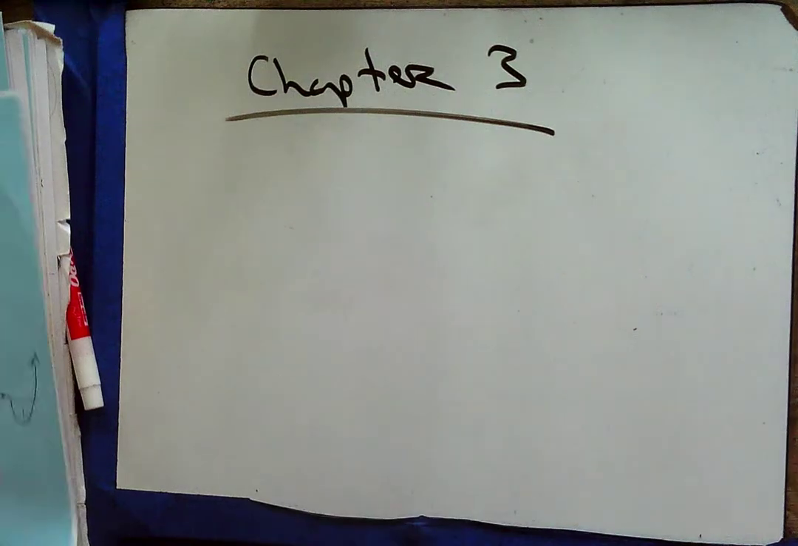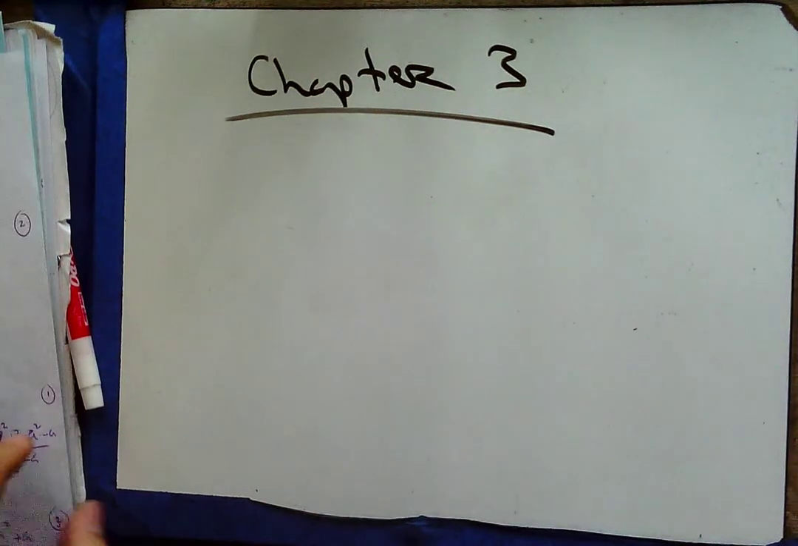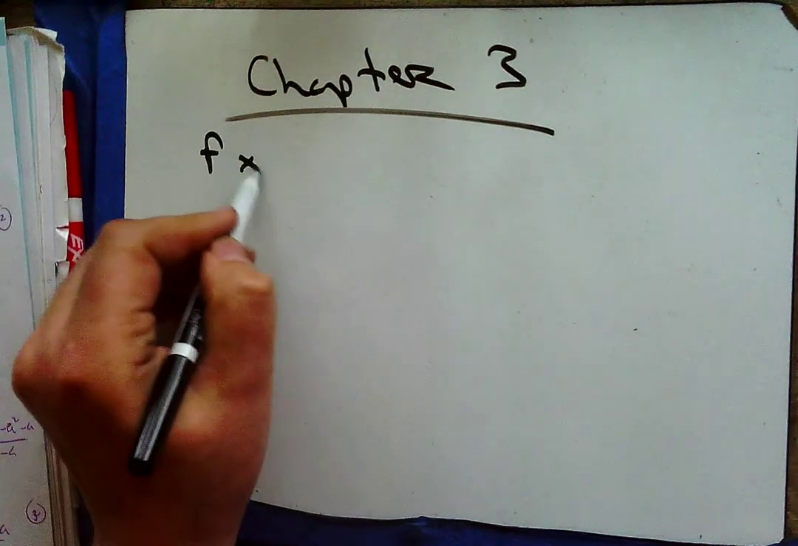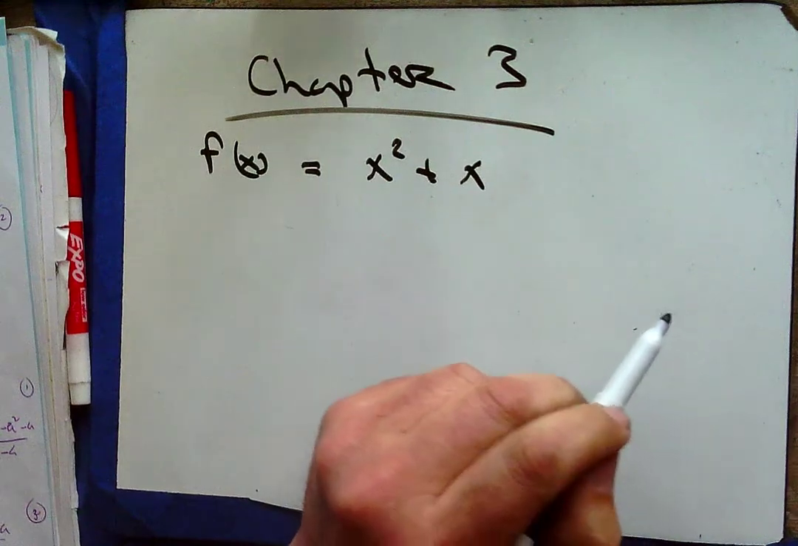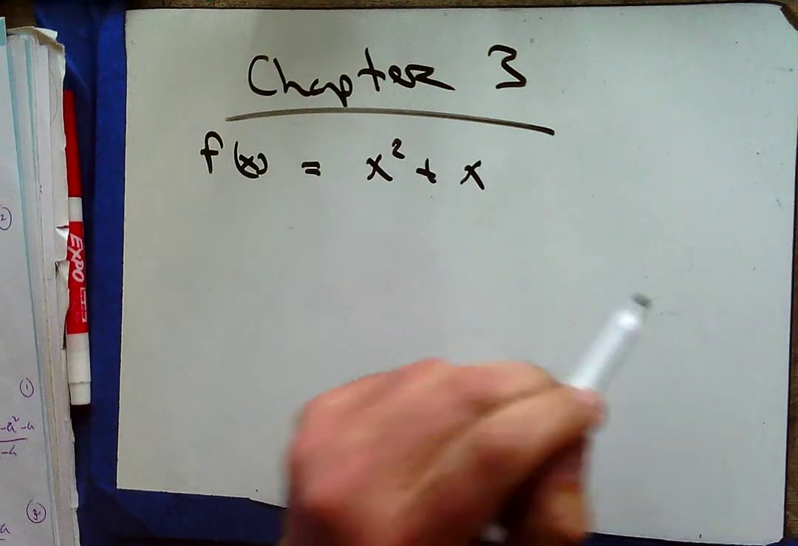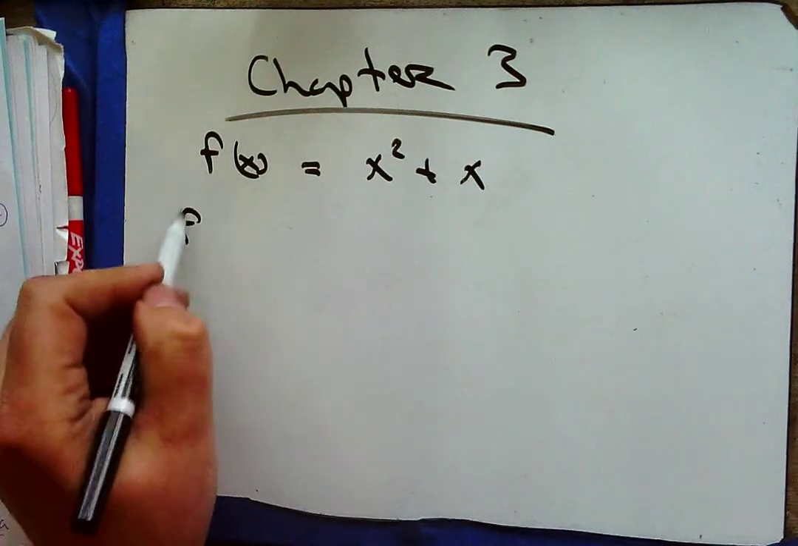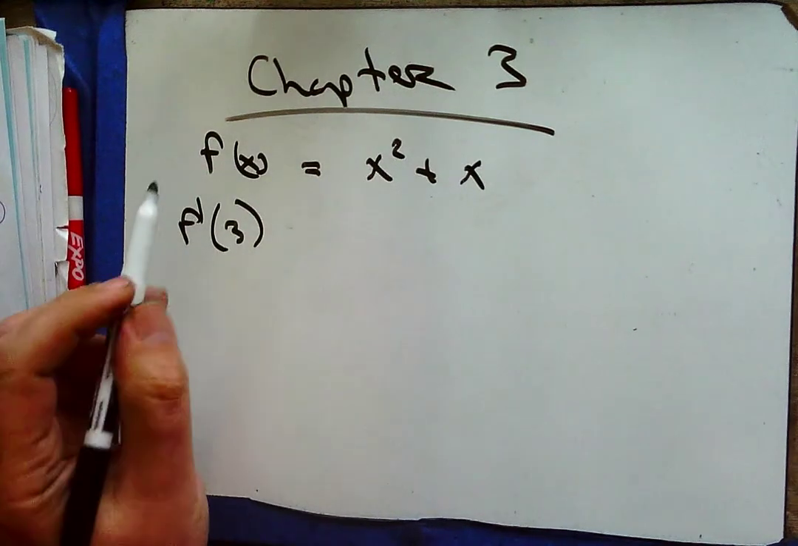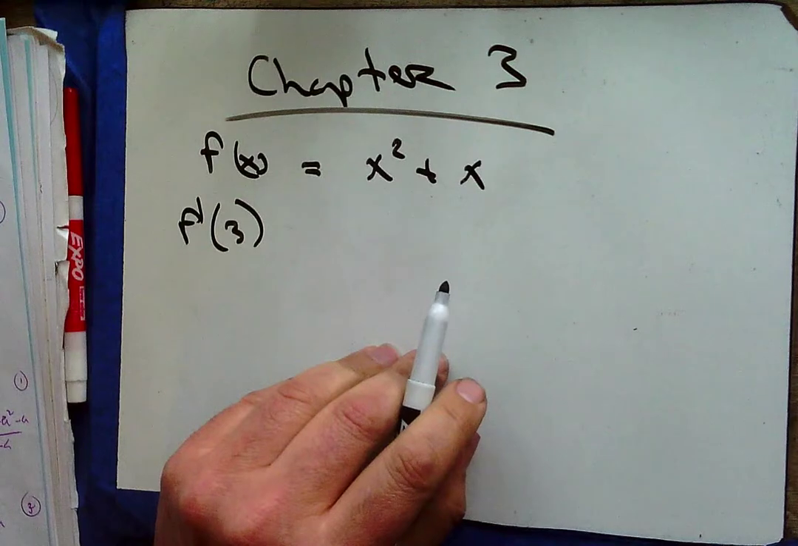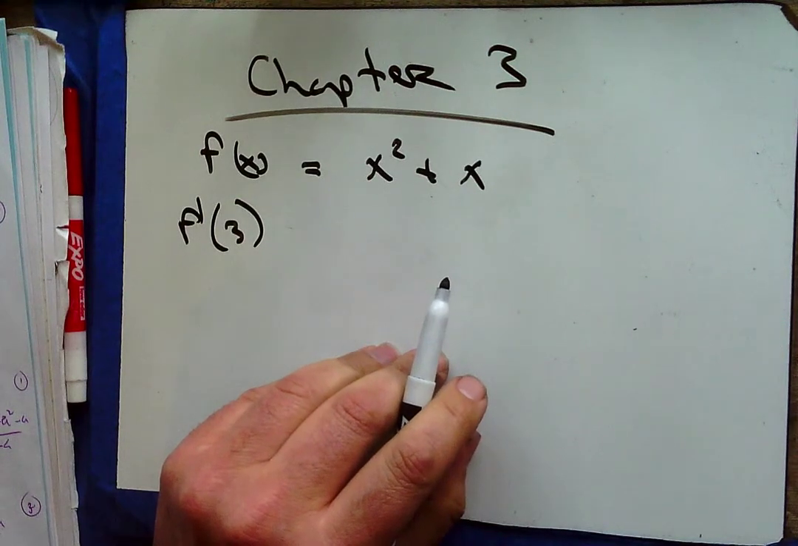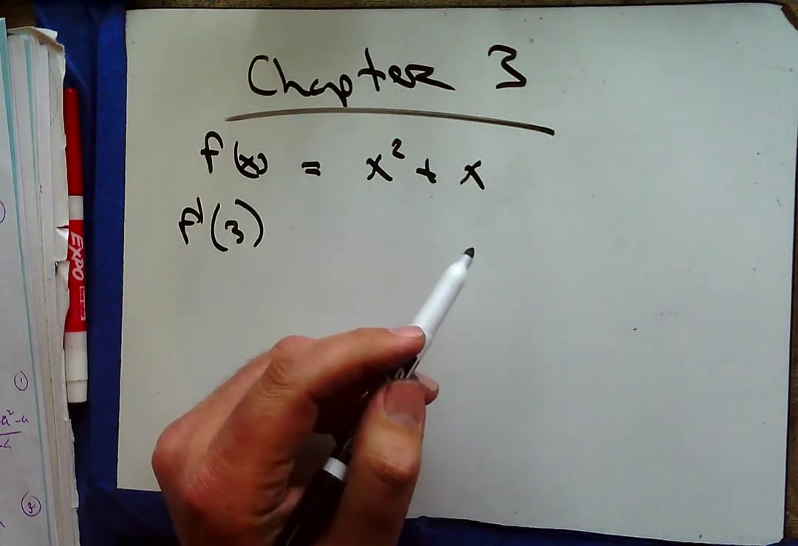So let's take a look at f of x equals x squared plus x, and let's find f prime of 3. And I'd like to have you do this with all 3 limit definitions of the derivative.